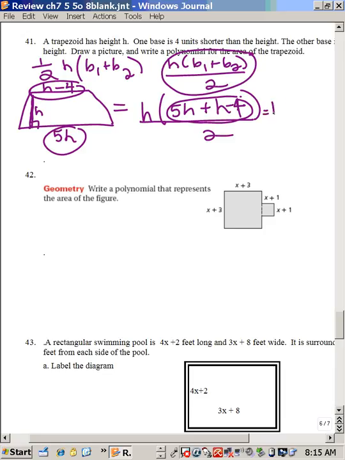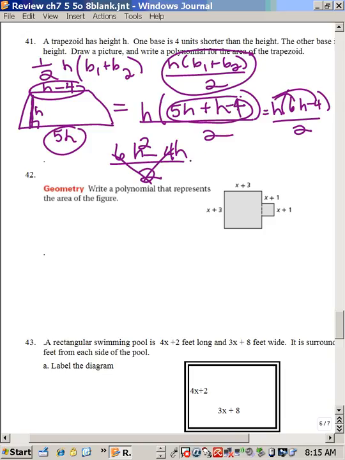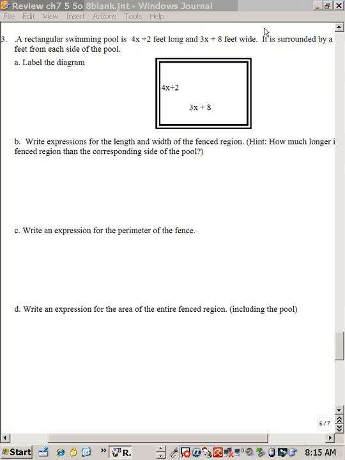So that's equal to h times 6h minus 4 divided by 2. Now I need to distribute, so that is 6h squared minus 4h divided by 2. Now I can divide by 2 as long as I can divide both of these by 2. And that gives me 3h squared minus 2h. All right, last one, number 43.